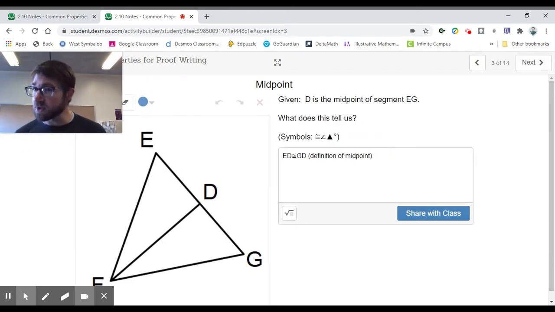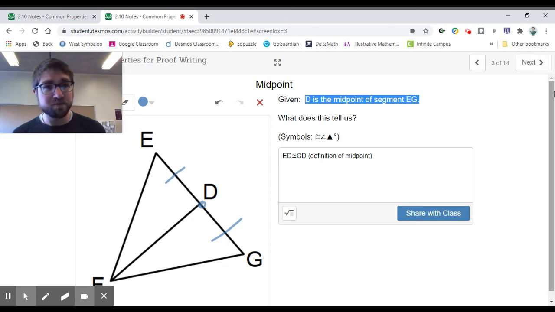Now we get into the things where they have to tell you something. Like you need to have this piece of given information in order to use it. You can't make up midpoints wherever you see fit. But like this one, if they tell you D is the midpoint of segment EG, you can make a conclusion off of that. If you have a midpoint, you will have congruent segments. If D is in the middle of EG, then ED is congruent to GD by definition of a midpoint.